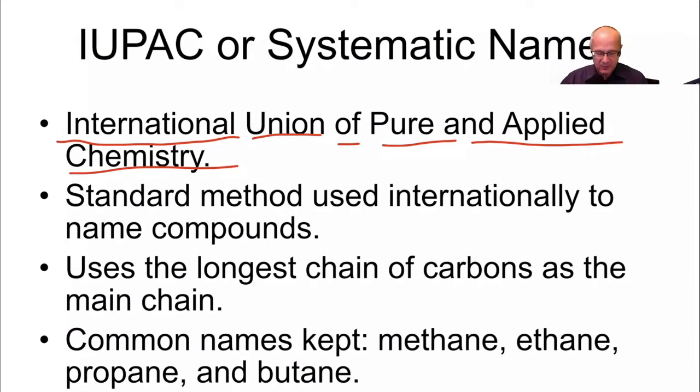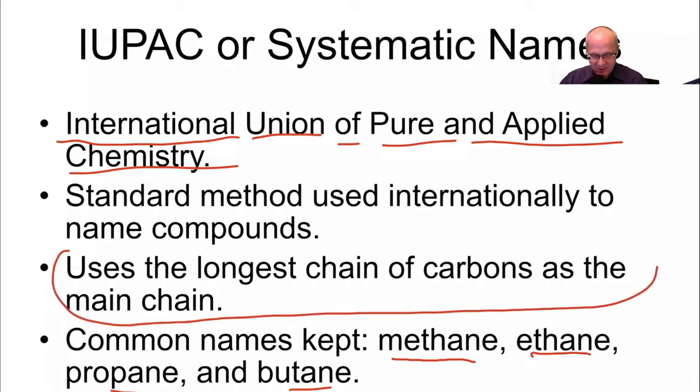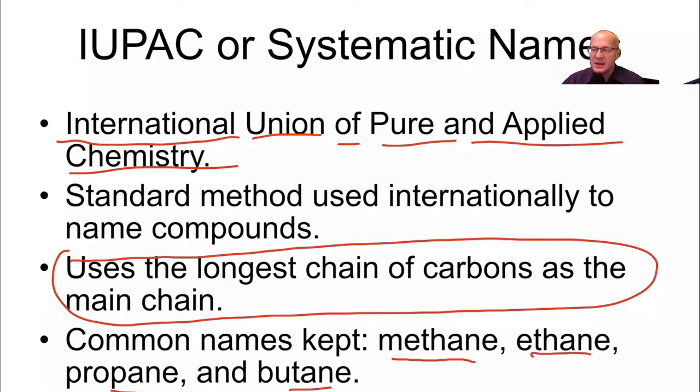Common names are kept, though, such as methane, ethane, butane, propane. These things are all kept. And it's based on the idea of the longest chain of carbons. Okay? That will be your main chain, and everything else is branched off of that. So say you have 10 carbons in a row. That's a decane, and that's your longest chain. Everything else is a branch point off of it, and I'm going to show you how to do it. It's actually fairly simple.